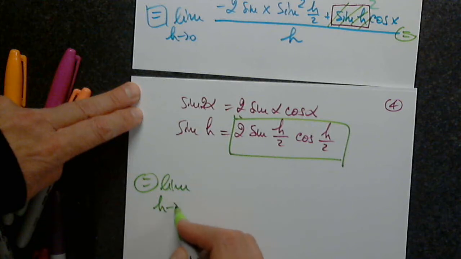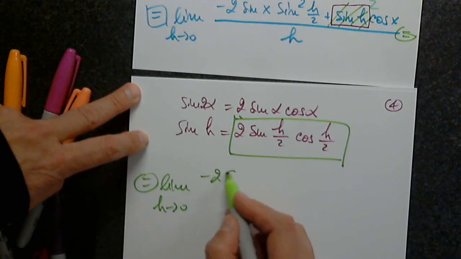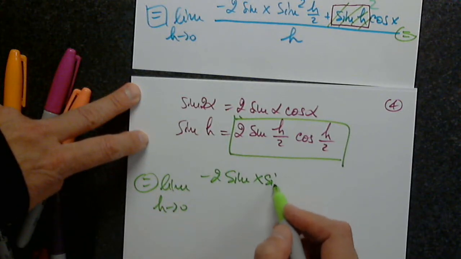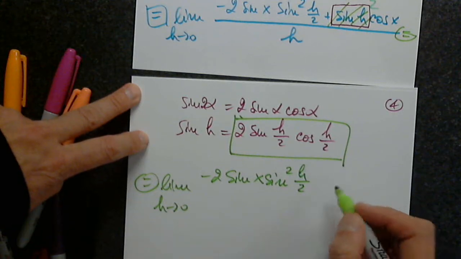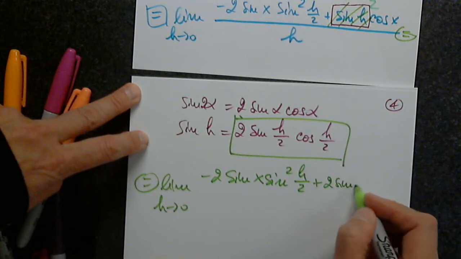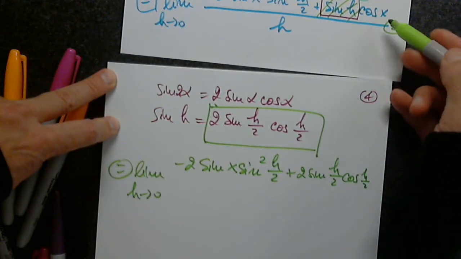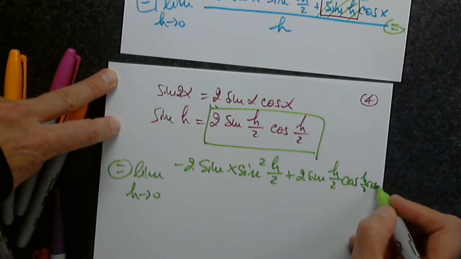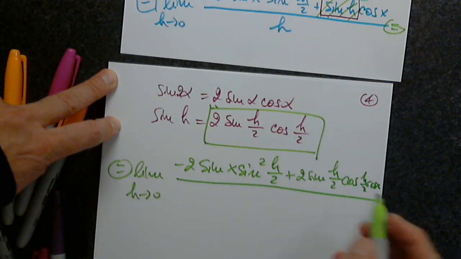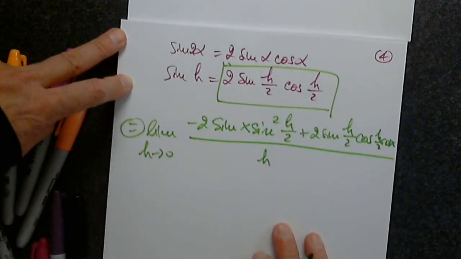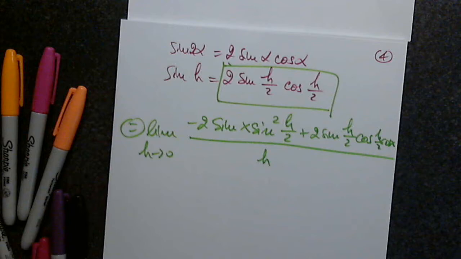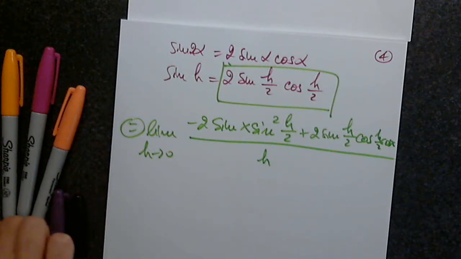Limit as h approaches 0, -2 sine x sine squared h over 2 plus 2 sine h over 2 cosine h over 2 times cosine x. You're not surprised that I ran out of room. I know that. I can see it in your eyes. Okay. So now all is good.